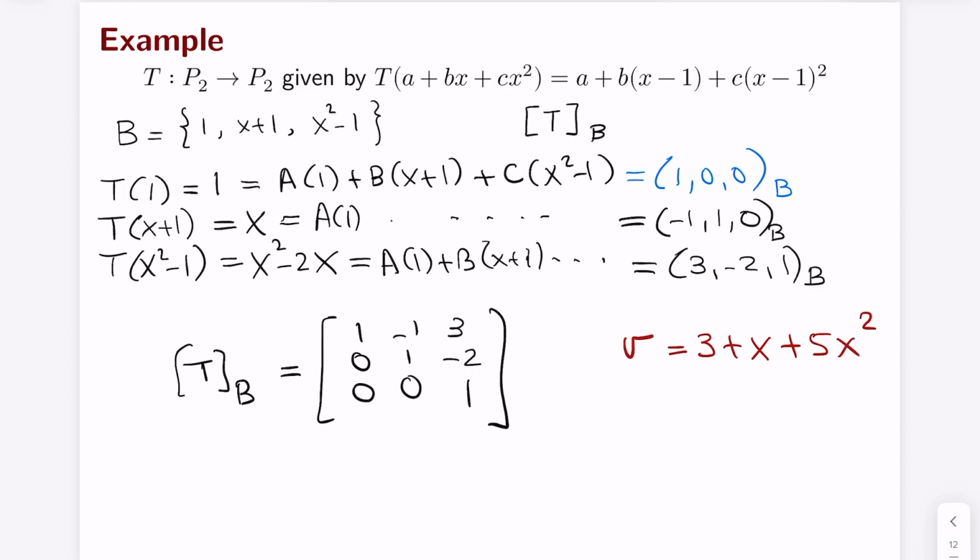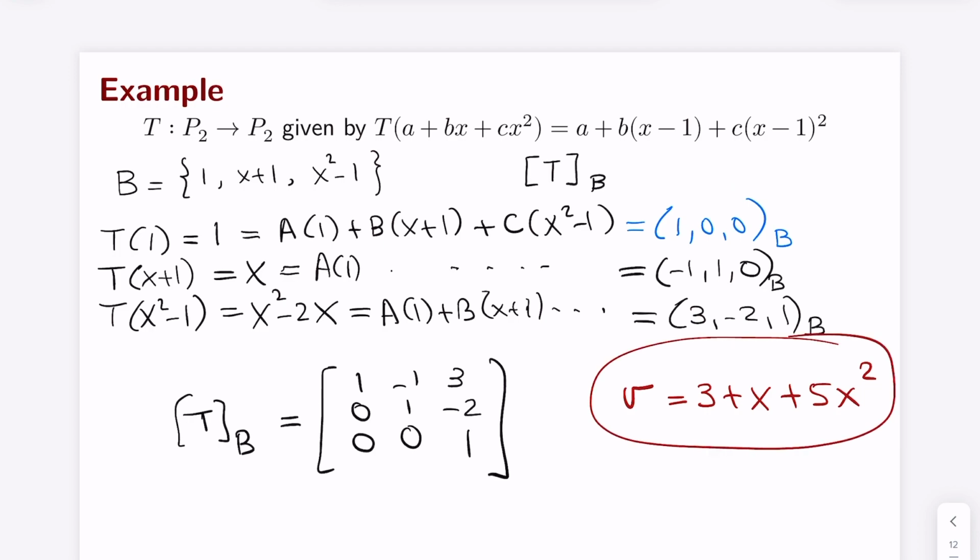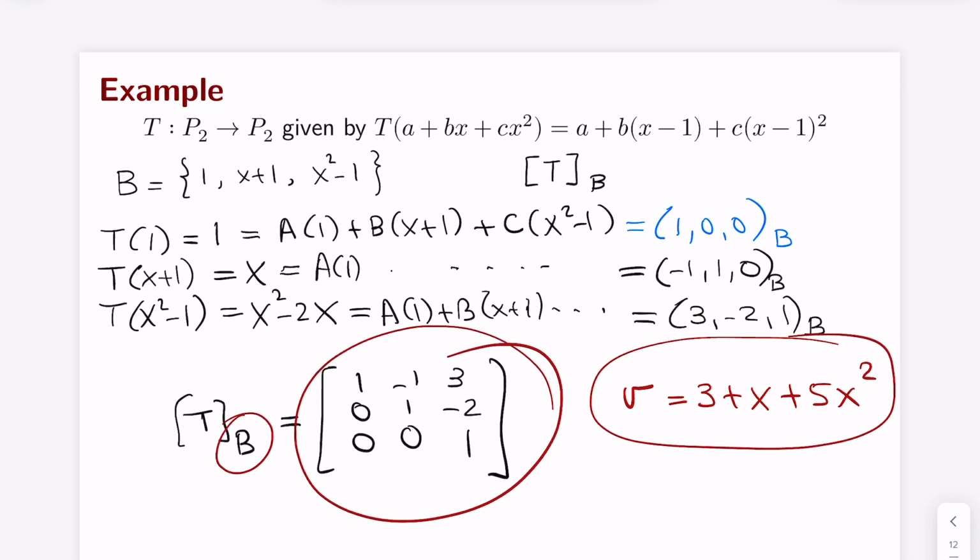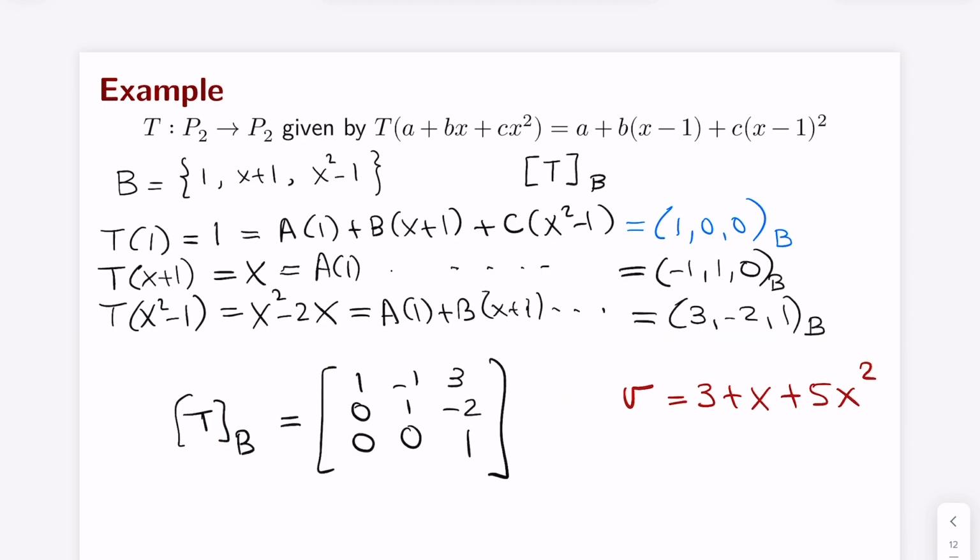This is the polynomial b. So now, if we express this polynomial in the base B and multiply by this matrix, we are going to find the result in the base B too. So let's express first this polynomial in the base B. This is something that you already know how to do. So that will be to do again the same, but in this case with this polynomial.